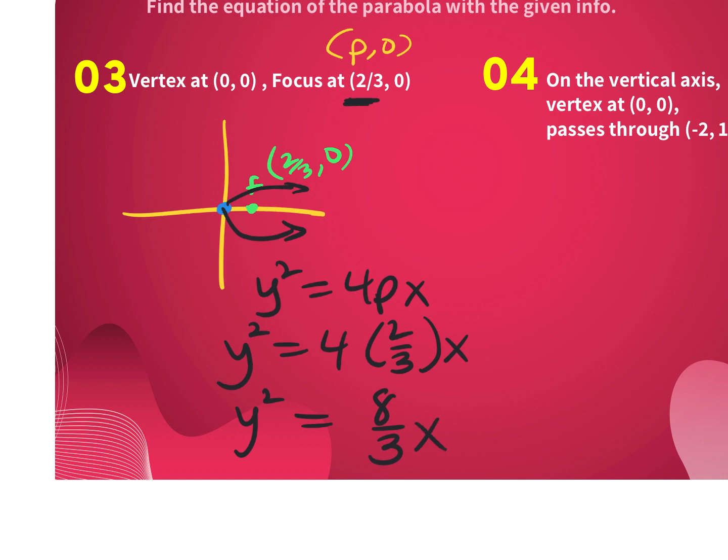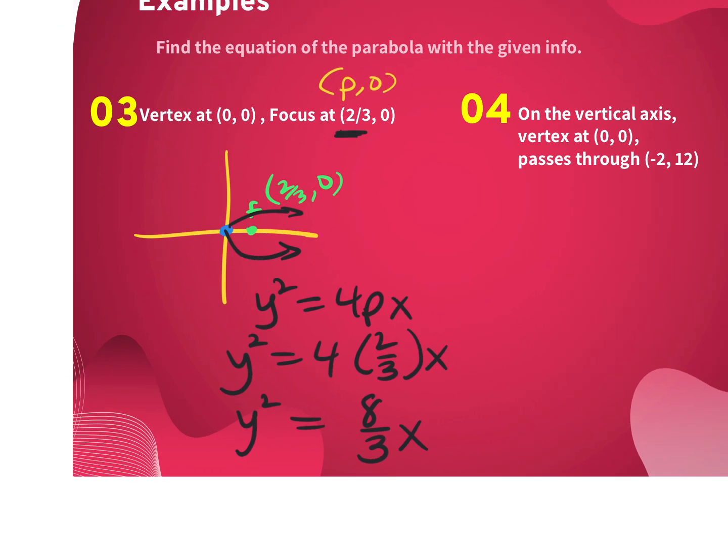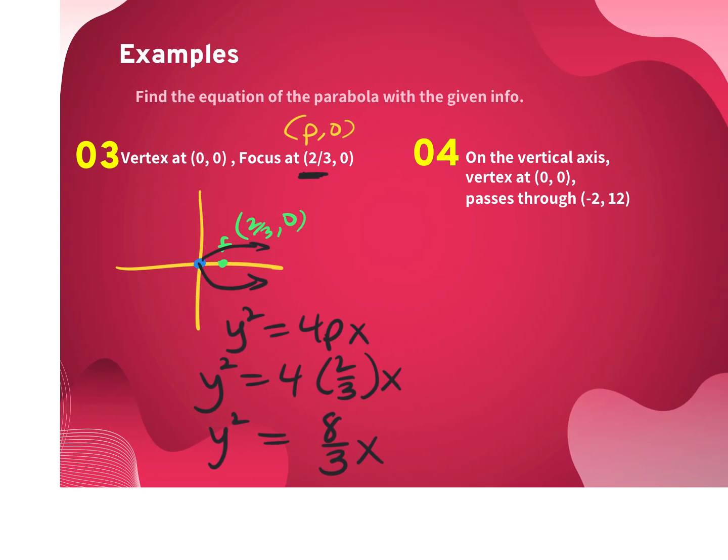The next one, same thing. Vertex is still at 0, 0. But notice this time, they did not give me the focus point. So this one's going to involve a little bit more work. So let me go ahead and get this graphed so I can give myself a visual. So I have my vertex at 0, 0. And then they gave me an ordered pair, -2 and 12. So let's say it's way up here.